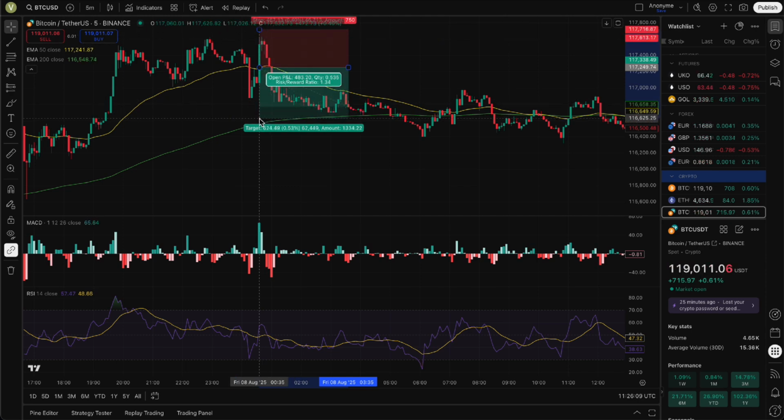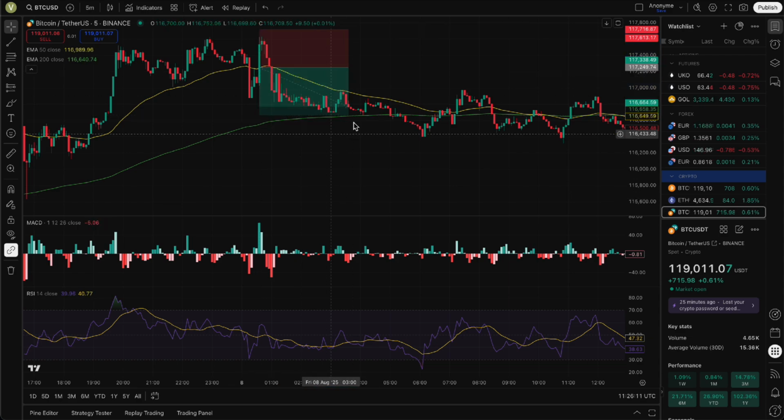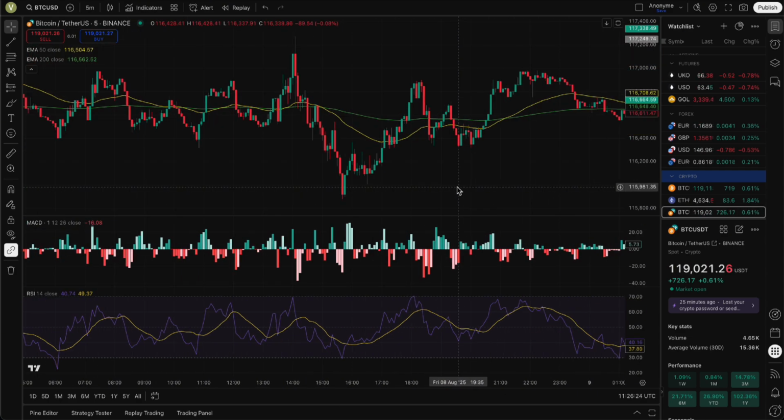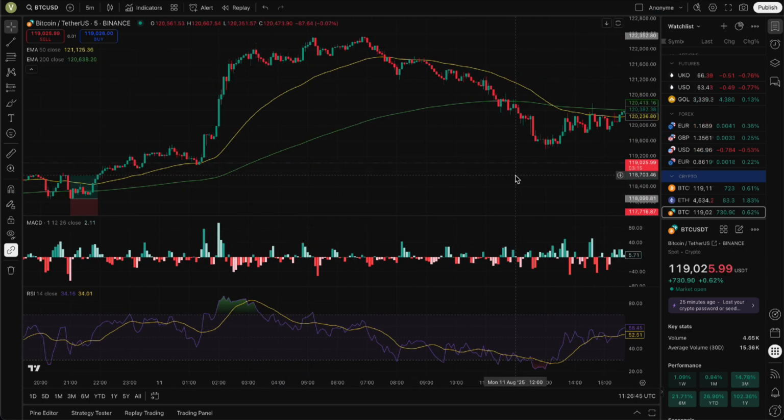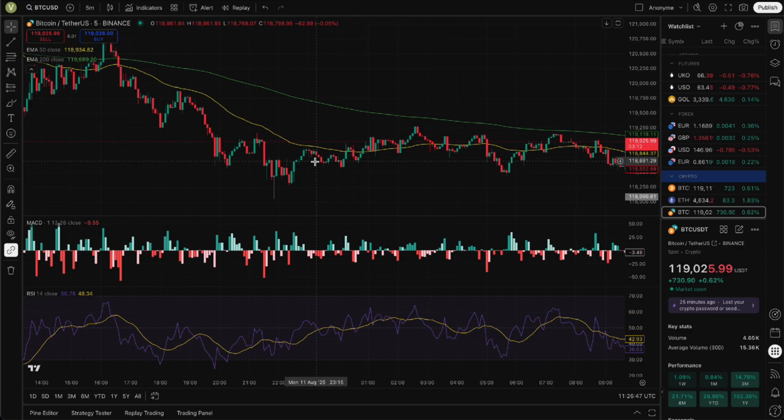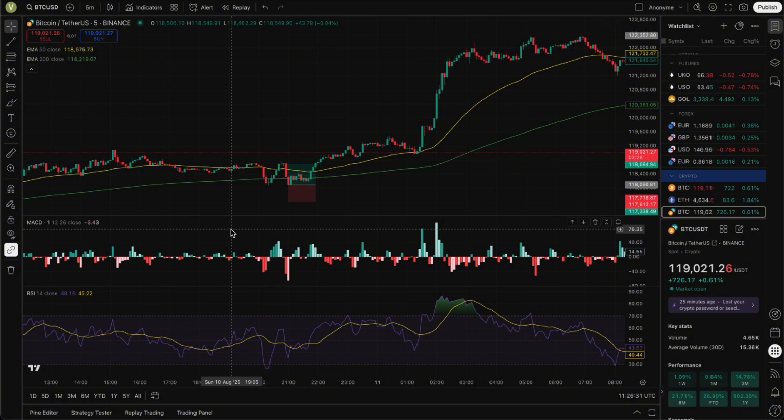Timing is crucial. Try to enter as close as possible to the EMA crossover, because this is where the win probability is highest. After 3 to 5 trades on the same crossover, it's best to pause and wait for the next opportunity. Don't overtrade, even if it feels tempting.